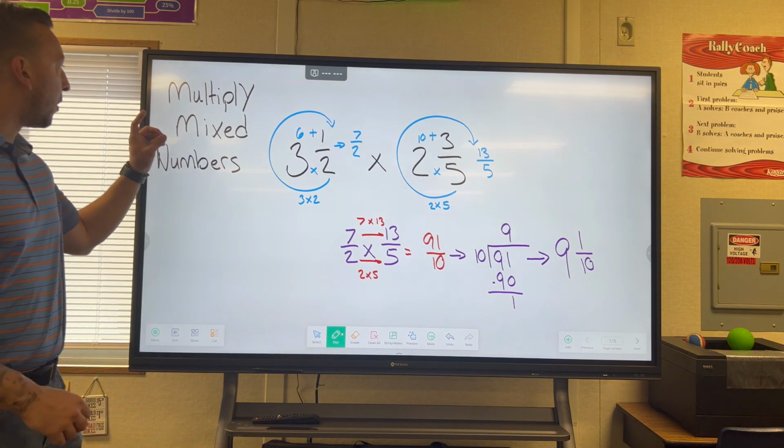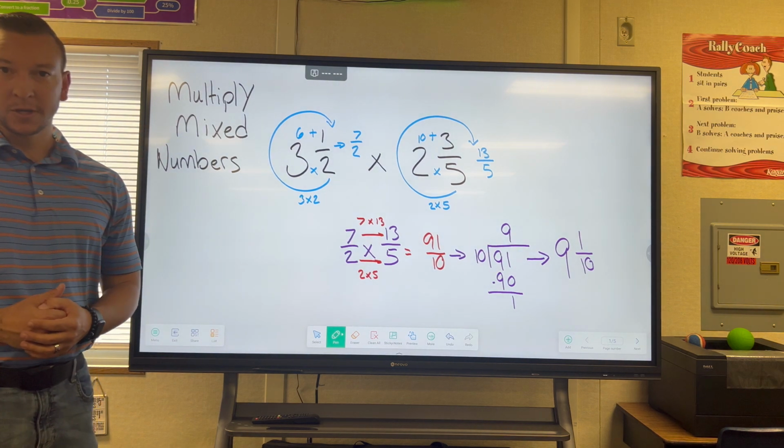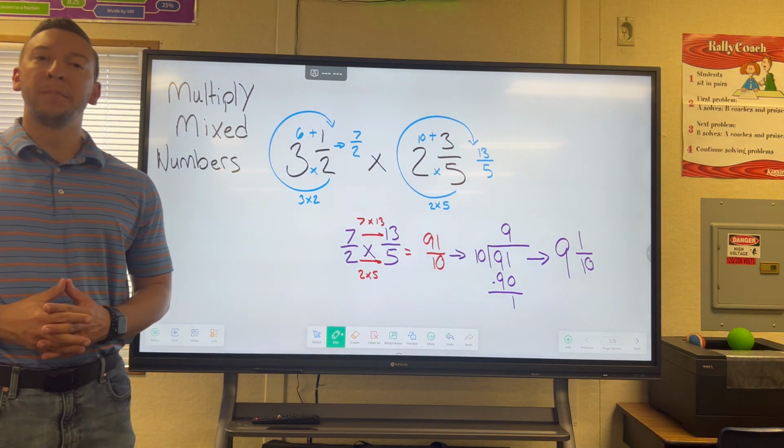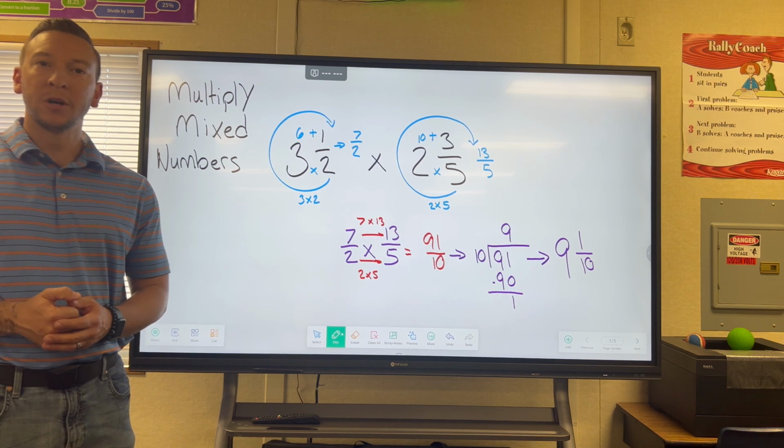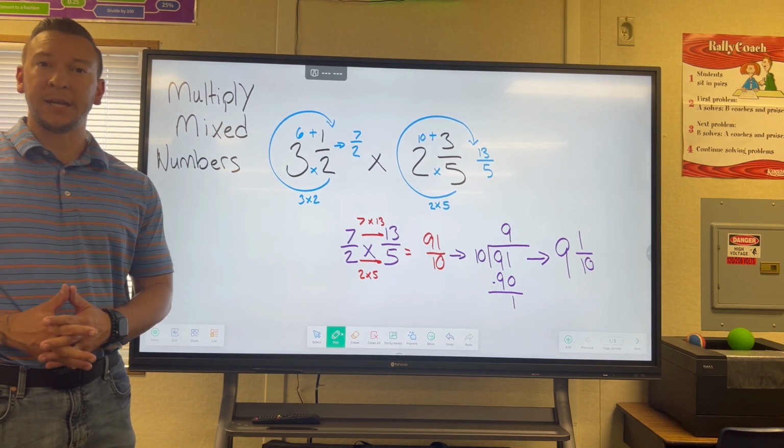Today we are going to go over multiplying mixed numbers. So go ahead, get out your notebooks and a pencil, whiteboards and a marker so we can go over our notes and a few example problems.